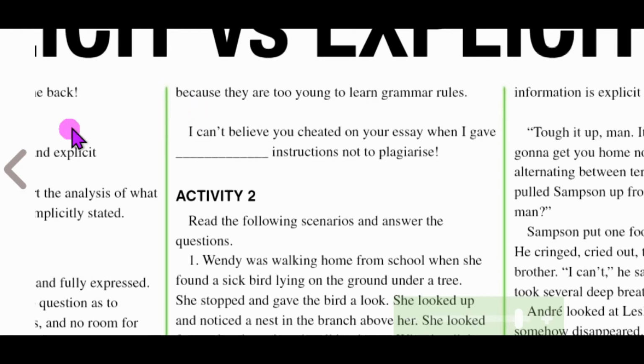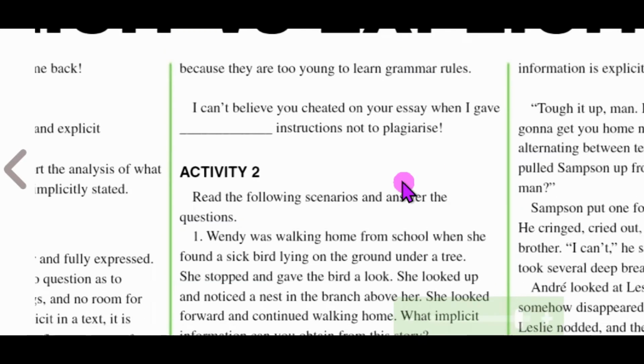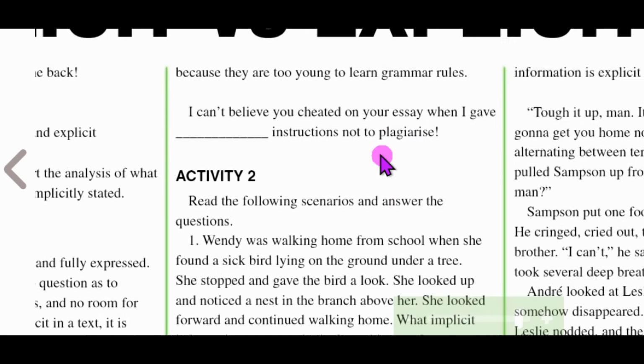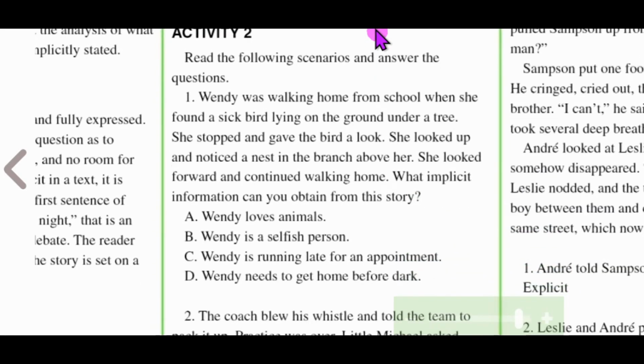"Children learn language in an implicit manner because they are too young to learn grammar rules." "I can't believe you cheated on your essay when I gave explicit instructions not to plagiarize." And plagiarize means to take somebody's work as your own, and that's totally unacceptable.